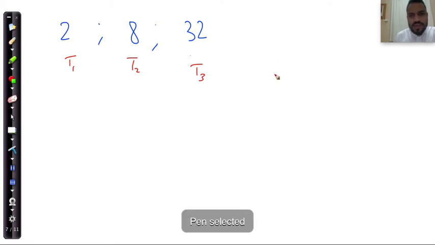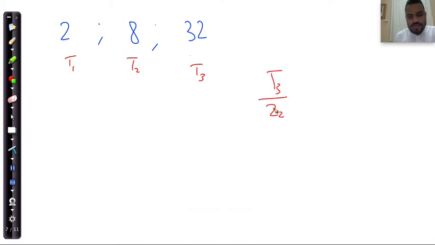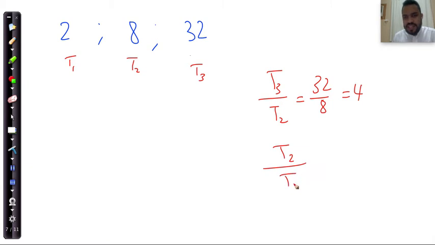What is T3 divided by T2? T3 divided by T2 is 32 over 8, and that gives me 4. What is T2 divided by T1? T2 is 8 divided by T1, which is just 2, and the answer is 4. So clearly I can see that the constant ratio between them, even if you didn't know that 2 times 4 gives you 8, you can easily take 8 divided by 2 to see that this must be multiplied by 4, and that over there must be multiplied by 4.